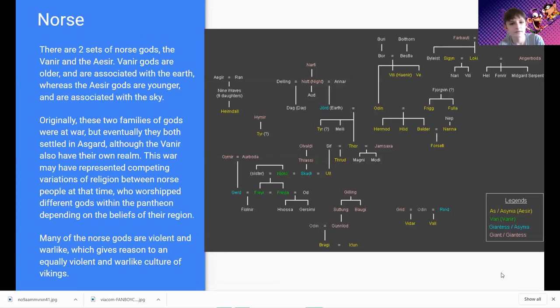This war kind of represented competing variations of religion between different Norse people, who probably worshipped different variations of the gods, or different gods depending on their region. Many of the gods in the Norse pantheon are very violent and warlike, which is mostly because the Vikings were pretty violent and warlike.